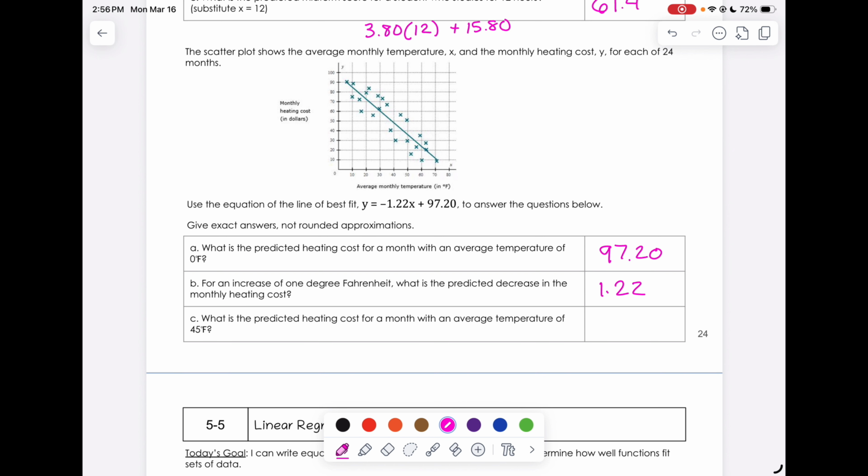And then question C, what is the predicted heating cost for a month with an average temperature of 45 degrees Fahrenheit? Well, we got to plug in that 45 into our equation. So you're going to take your negative 1.22 times 45 and then plus your 97.20. Then you're going to type that into your calculator. Negative 1.22 times 45 and then plus 97.20, and you're going to get 42.3. And since we're talking about money, go ahead and make that 42.30.